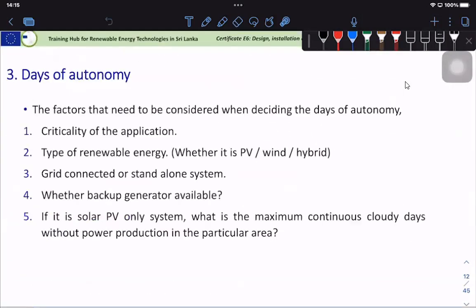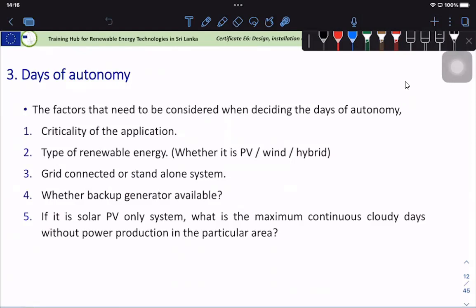Right, now let us move to the days of autonomy, which is another parameter in the previous equation. The factors that need to be considered when deciding the days of autonomy are, first, the criticality of the application. That means for which application we are using it, and how critical the appliance is, right? If the loss is higher when the system breaks down, meaning the criticality of the application is higher, we need to increase the days of autonomy so that we have a higher battery capacity.